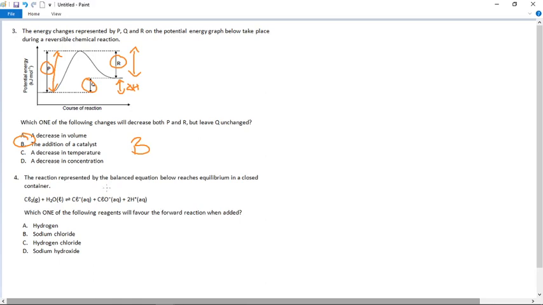The reaction represented by the balanced equation below reaches equilibrium in a closed container. Chlorine gas plus water liquid goes to the chloride ion aqueous plus, I think that's the hypochlorite ion, plus 2 protons in aqueous solution. Which one of the following reagents will favor the forward reaction when added?